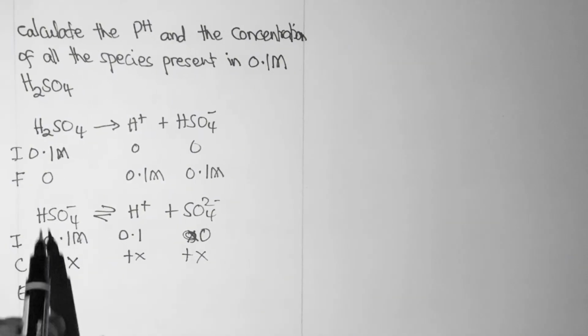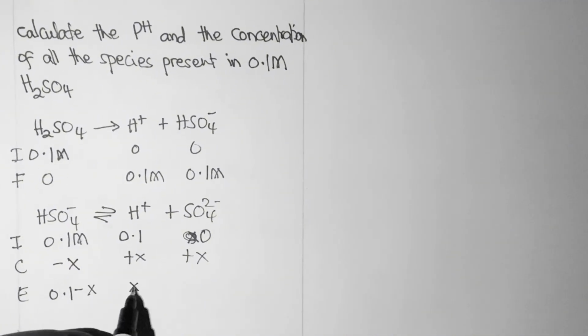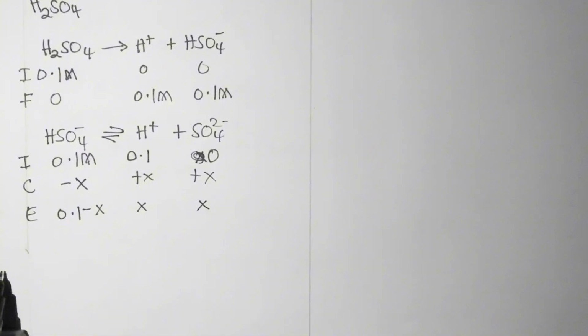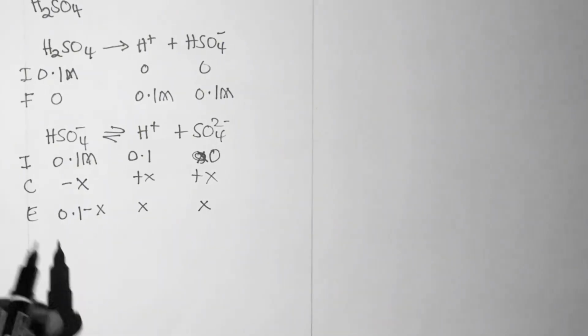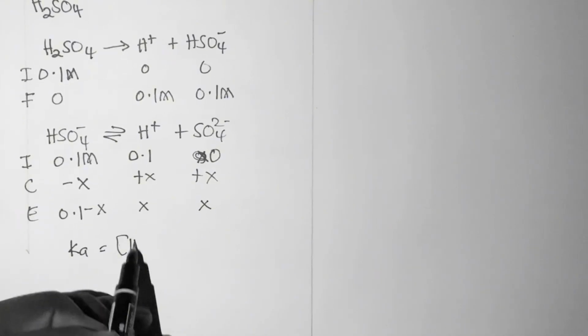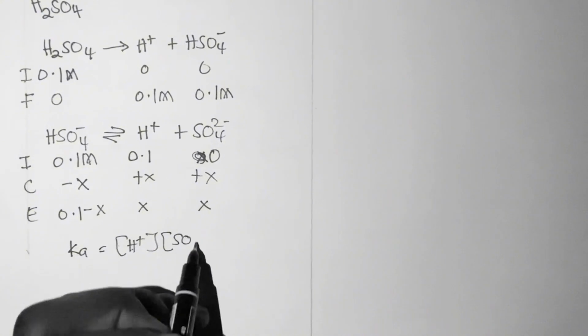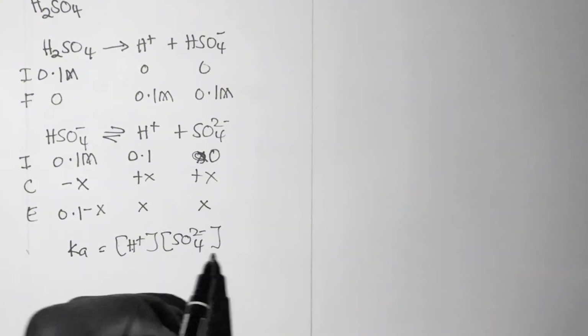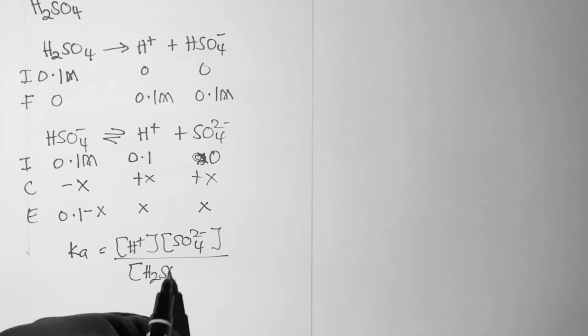So the equilibrium concentration here will be 0.1 minus X. Here will be X, and here will also be X. So let's write the acid dissociation constant, Ka, for this. So you see that Ka will be equal to the concentration of H plus times the concentration of the SO4 2 minus ion divided by the concentration of the HSO4 minus.